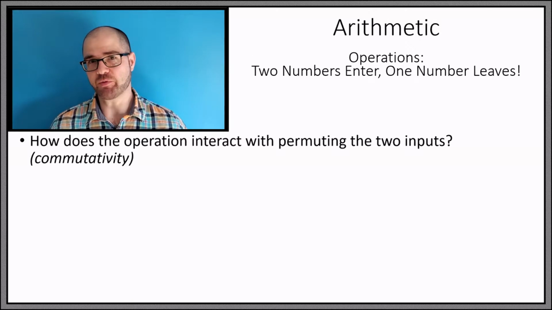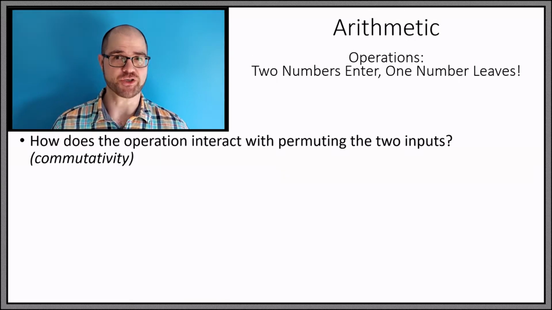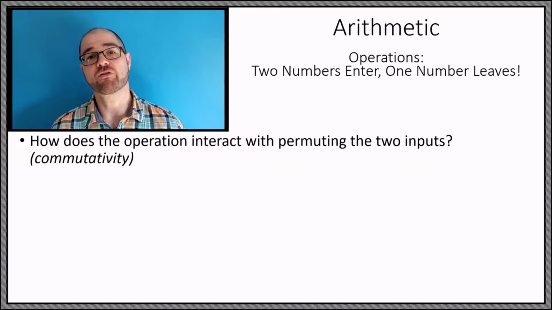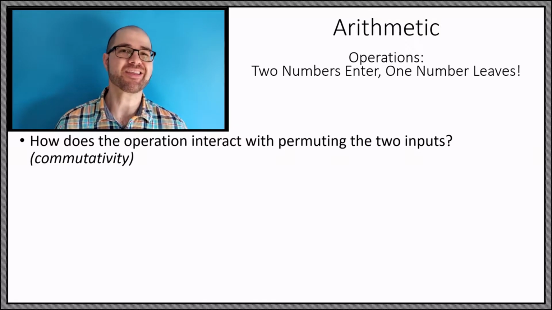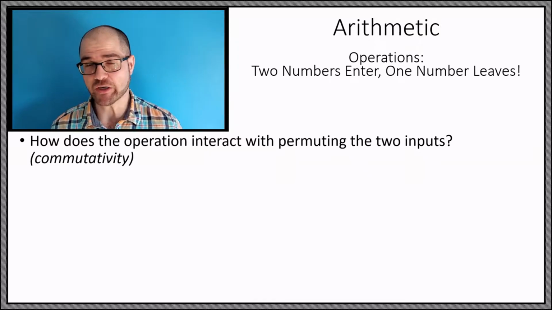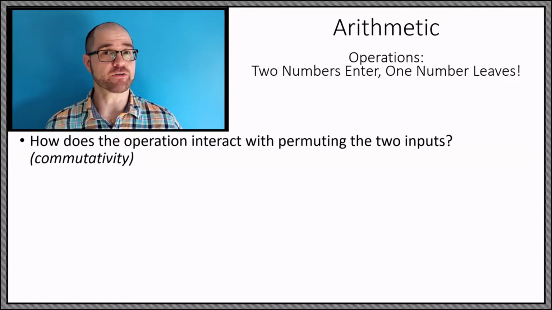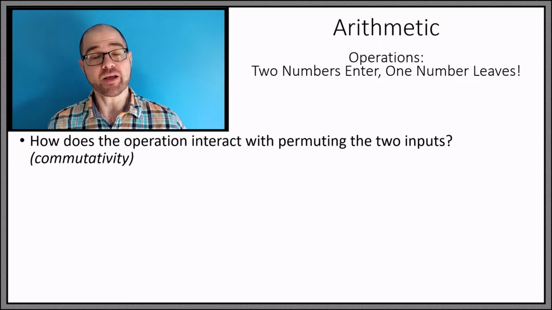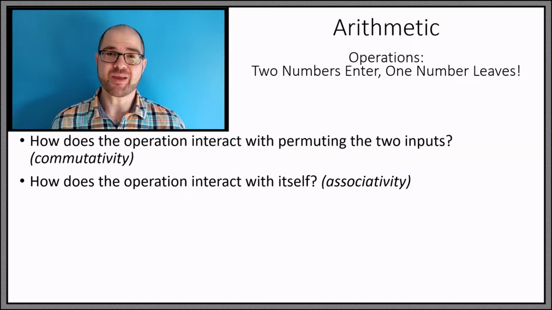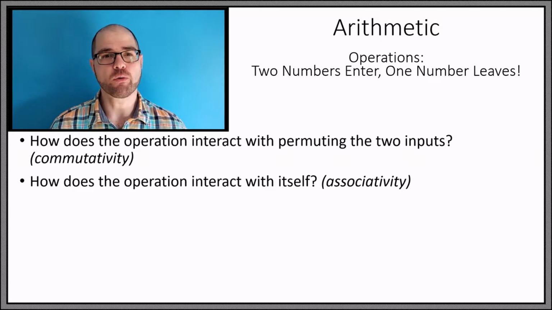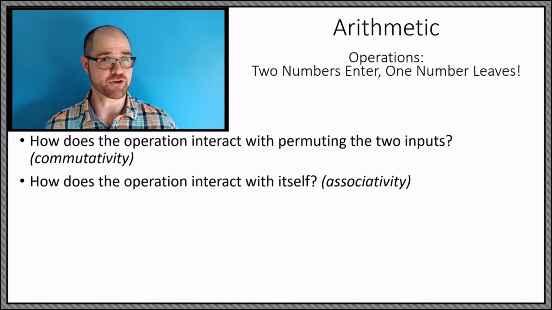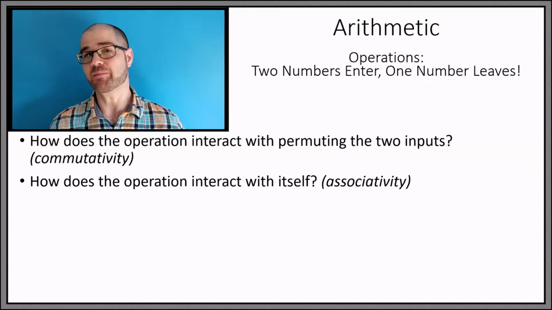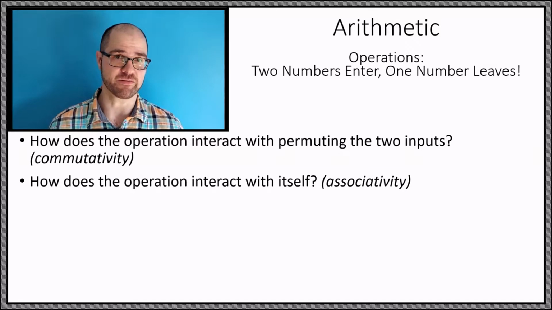Anytime we discuss an operation, we'll ask several questions. First up, what happens if I try to act on the same two numbers but in the opposite order? Does that matter? If not, the operation is called commutative. Next, what happens if I try to do the same operation in succession? If the order in which I perform this operation twice doesn't matter, then the operation is called associative.